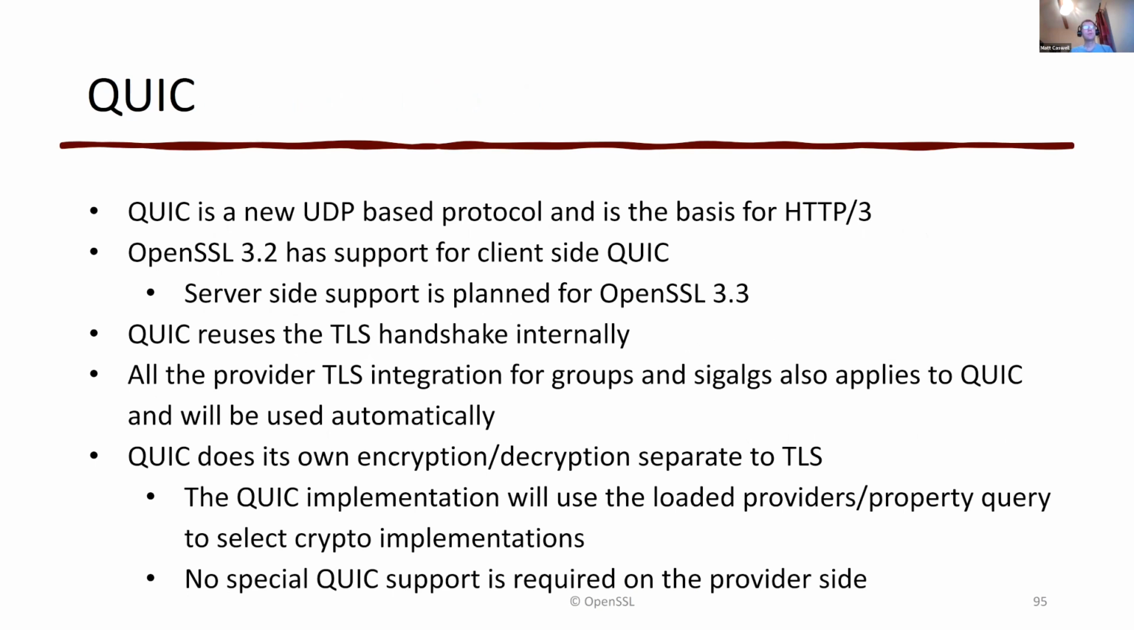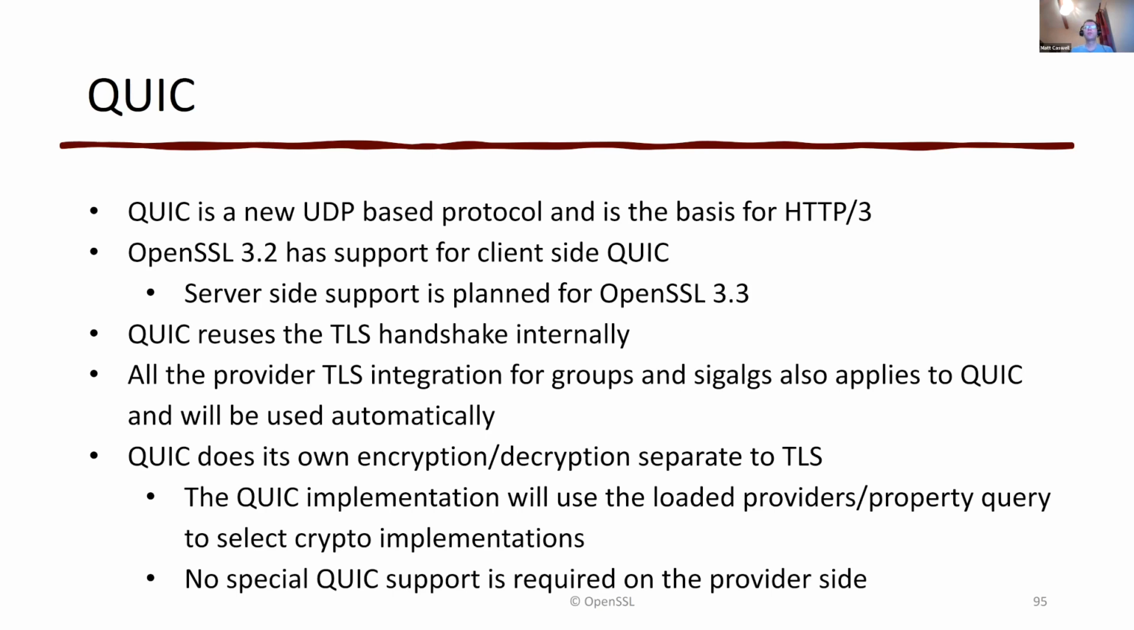Okay, and that's it for cipher suites. I think I've just got one slide on QUIC. If you haven't heard of QUIC, it's a new UDP-based protocol, and it's the basis for HTTP/3. If you're using OpenSSL 3.2, there is already support for client-side QUIC in there, and we're planning to implement server-side support in 3.3, which is coming out in April.